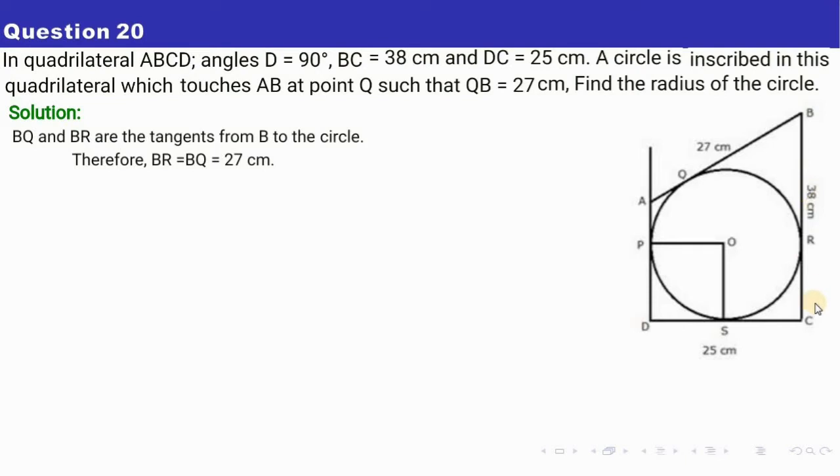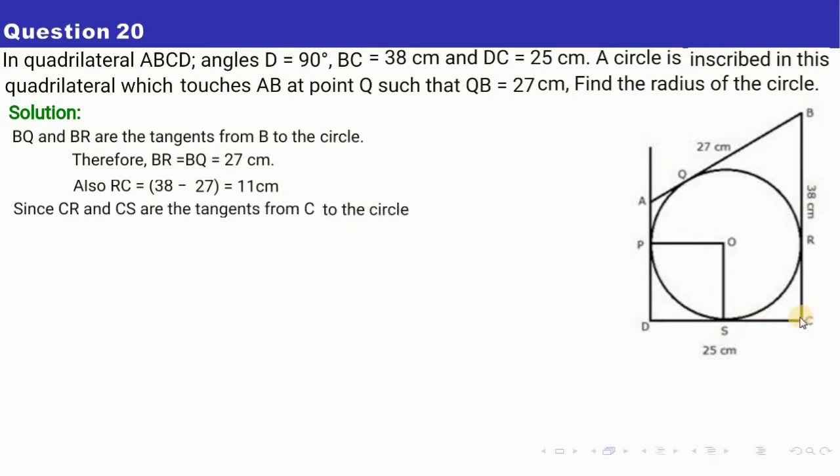Now can we find RC? Yes, so just remove this BR from BC. From BC you'll get RC, or you can call it CR as well. Okay, so RC turns out to be 38 minus, okay, so this full is 38 and from here to here is 27, so 38 minus 27 is 11. So that's why RC or CR is 11 centimeter.